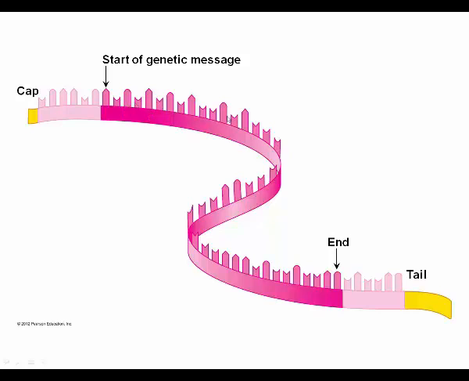Then codons follow one after another, no skipping, no overlapping of nucleotides, until a stop codon is present. And then after the stop codon, there's also a little bit of untranslated mRNA, and then, of course, that poly A tail that we looked at when we talked about modification of mRNA.